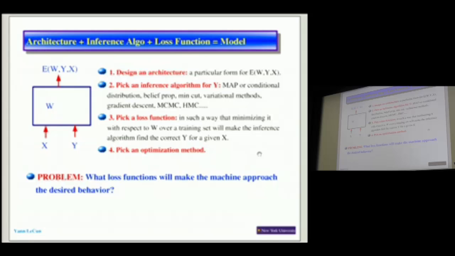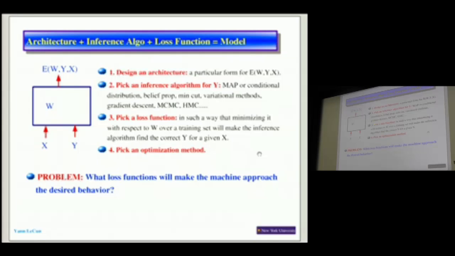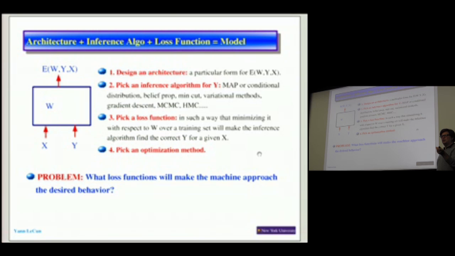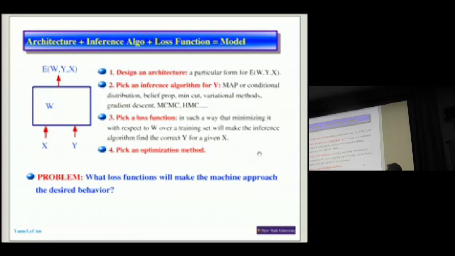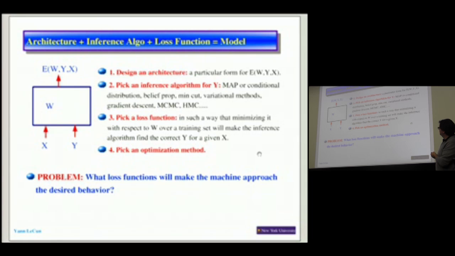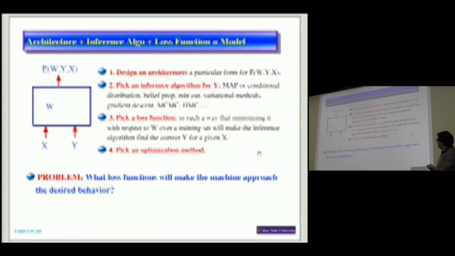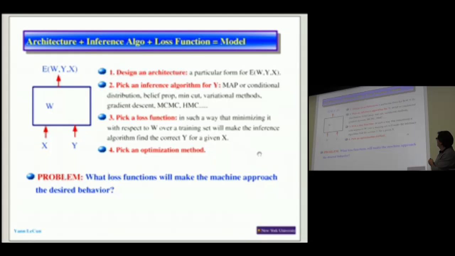The third thing we need is to pick a loss function. The loss function is going to take as parameters the desired answer and the energy as a function of that answer. When we minimize it, it's going to shape the energy function so that it gives us the right answer. And then we need an optimization algorithm to minimize this loss function with respect to the parameters of the energy. So now we have to ask ourselves, how do we design loss functions to do the right thing?